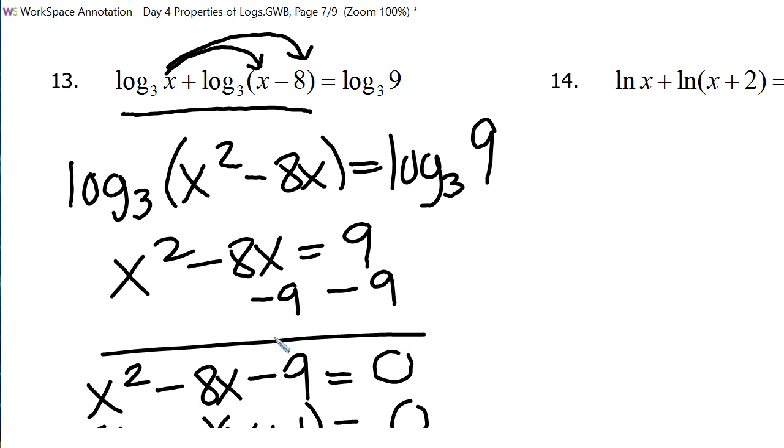Now, I do need to check those answers to make sure the end value is not negative. So if I put a 9 here, that's good. If I put a 9 here, that's good as well. But what about the negative 1?